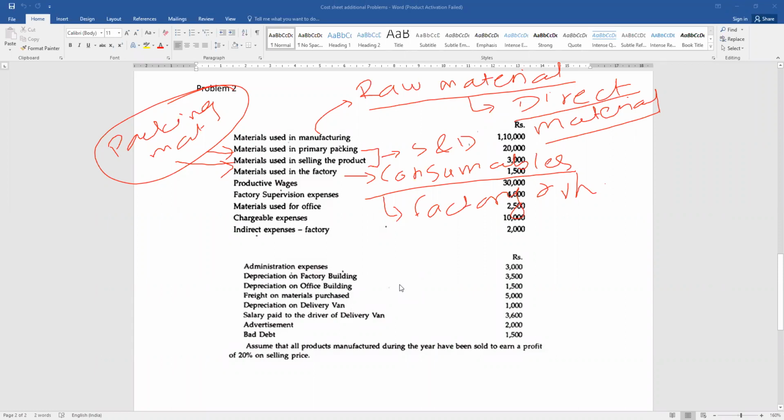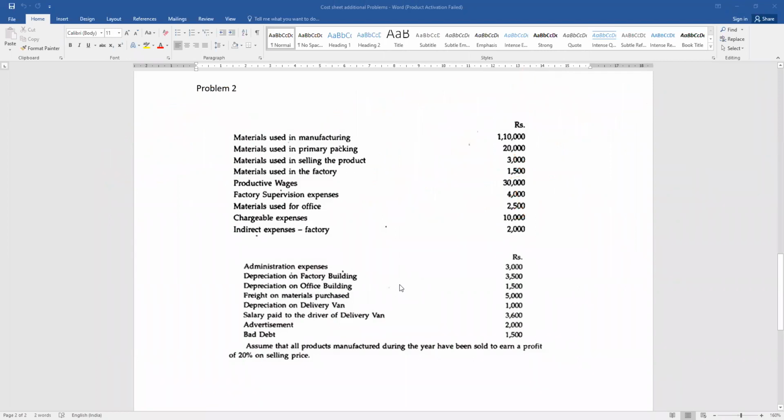Hello. Ma'am, the first one, primary. Yes, yes. You can take the snapshot also, no problem at all. Okay. Are you done? Yes. Okay. Now, the next thing is productive wages. Productive wages are nothing but your direct wages. Factory supervision expenses definitely will go to the factory overheads.